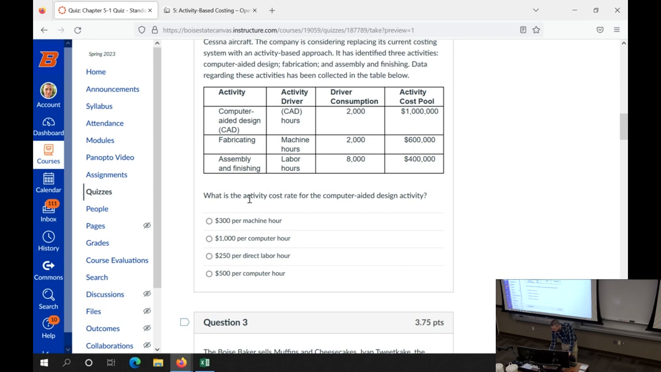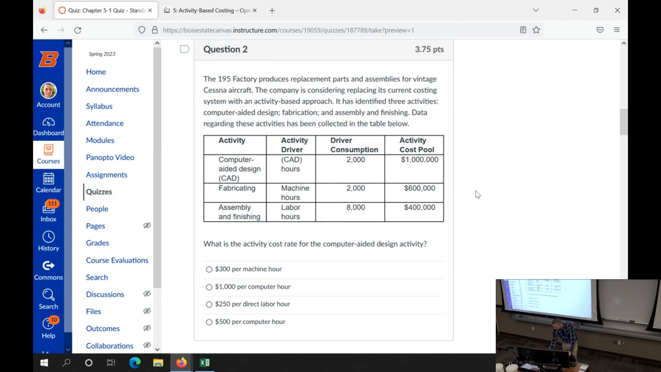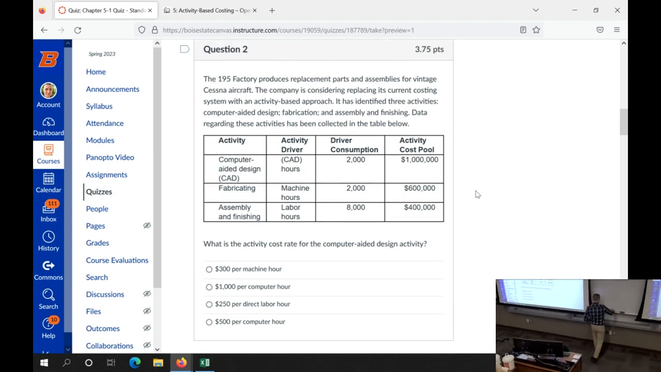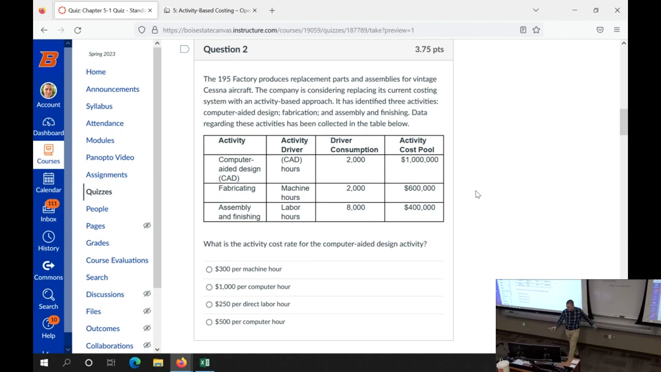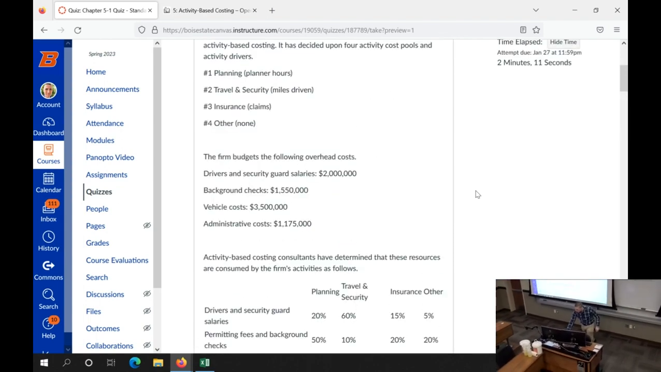This is about calculating the activity cost rate, or activity rate, for a particular cost pool. This is a very, very simple question. All right, so let me say it this way and lay out the kind of questions you're asked. Some question that in some way requires you to develop an activity cost pool, like that percentage question number one on this version of the quiz right here.